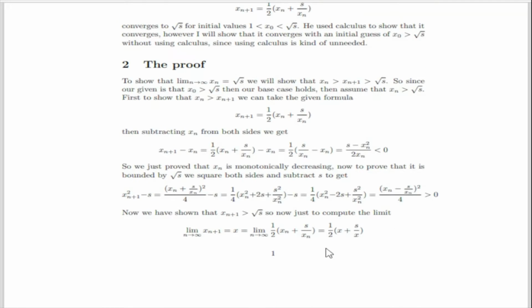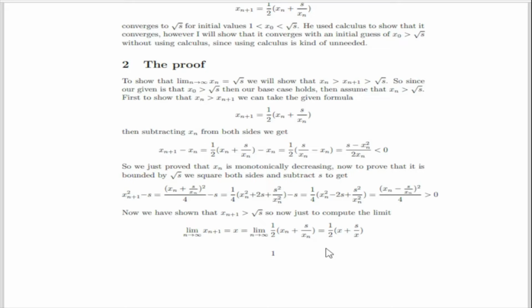So the proof. To show that the limit as n approaches infinity of x sub n equals the square root of s, we will show that x sub n is greater than x sub n plus 1, which is greater than the square root of s. Since we're given that x naught is greater than the square root of s, our base case holds. Then assume inductively that x sub n is greater than the square root of s.